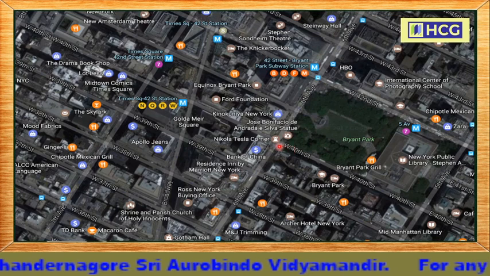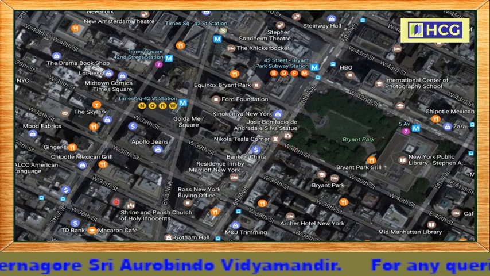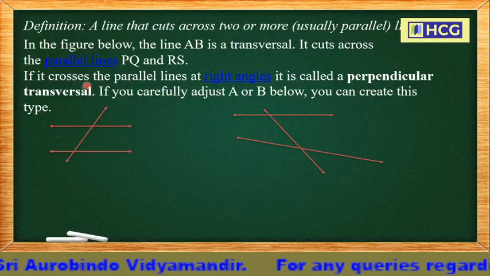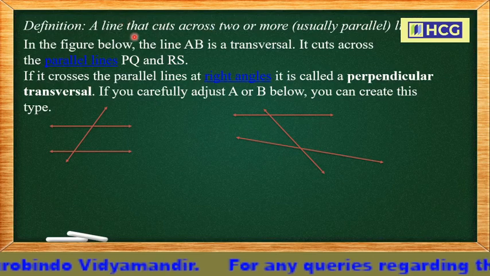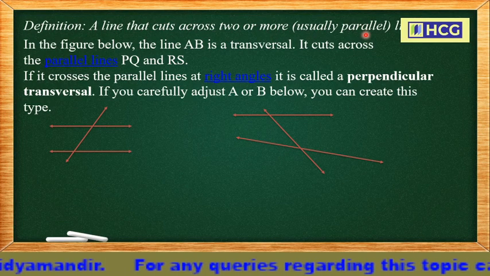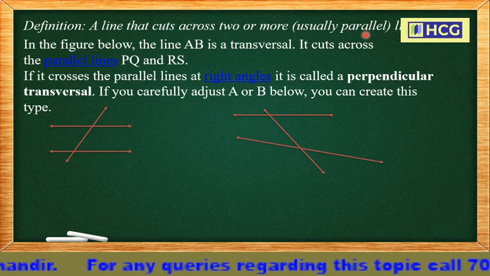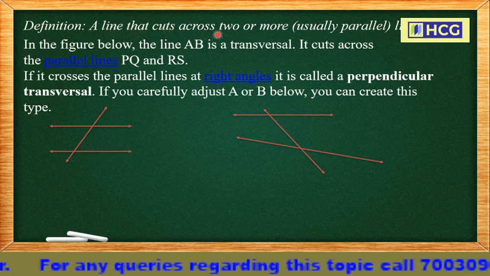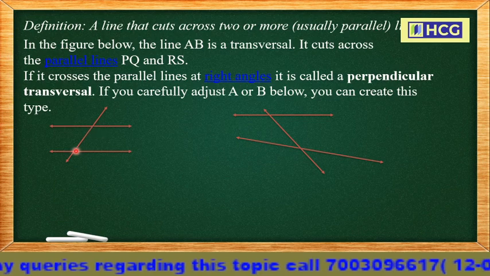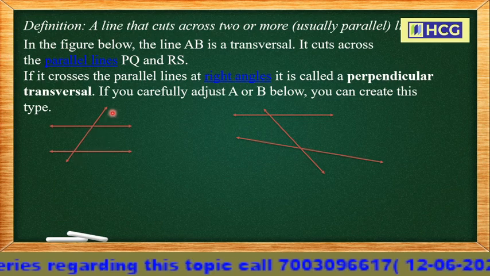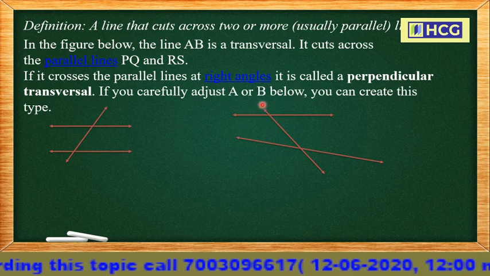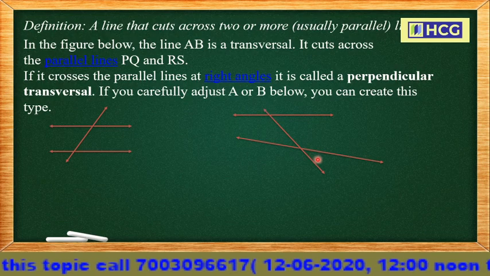Now the definition. There are five roads, and these roads intersect. In a mathematical sense, we can say the definition is a line that cuts across two or more, usually parallel, lines. Being parallel is not necessary. A line that cuts across two or more lines in the figure. This is the line, and two parallel lines intersect this; these are two lines and these lines intersect.